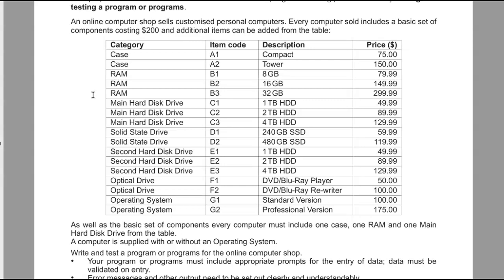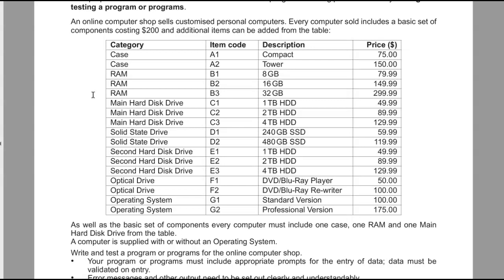But let's read it. So we've got an online computer shop that sells customised personal computers. Every computer sold includes a basic set of components costing $200, and additional items can be added from the table. And there was actually a pre-release a couple of years ago that was kind of similar to this. It was slightly different, but they've kind of rehashed this a bit.